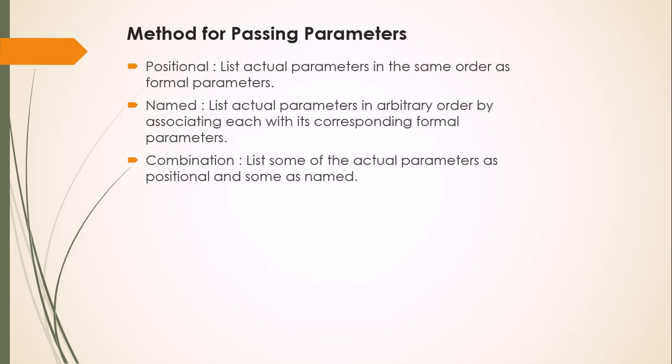Methods for passing parameters. Positional: list actual parameters in the same order as formal parameters. Name: list actual parameters in arbitrary order by associating each with its corresponding formal parameter. And then combination: list some of the actual parameters as positional and some as named.